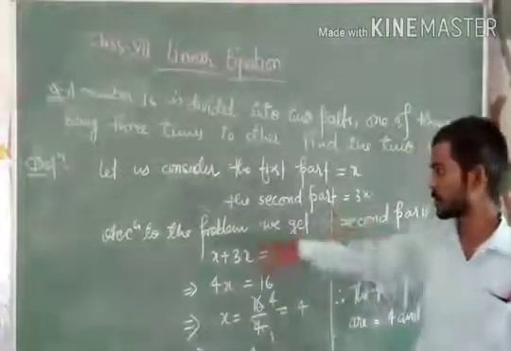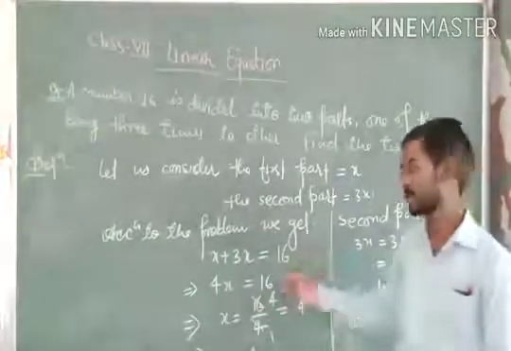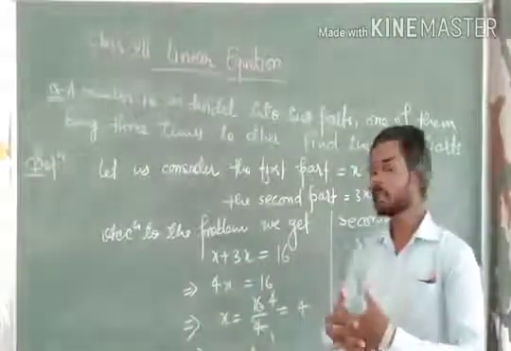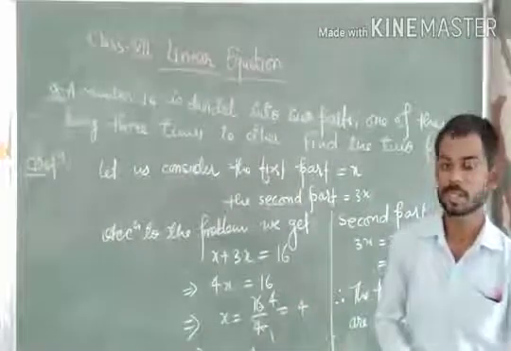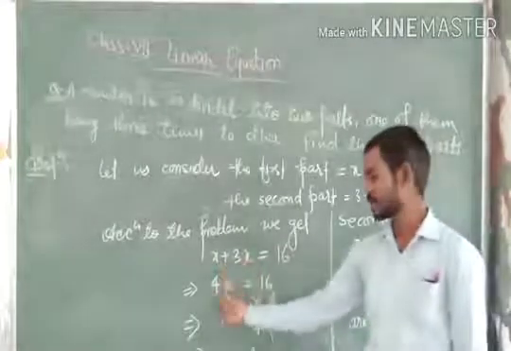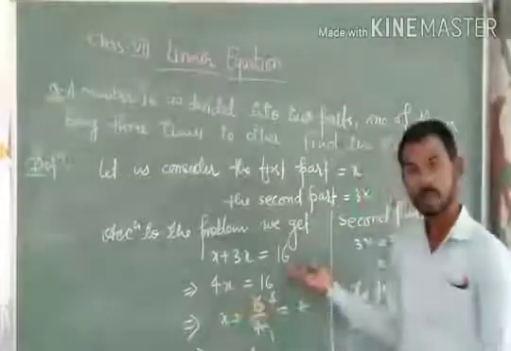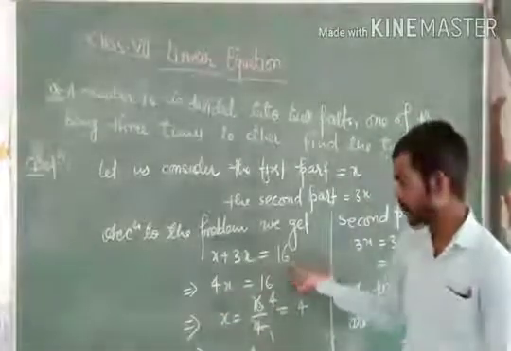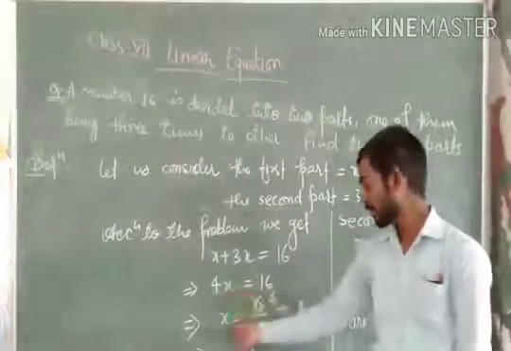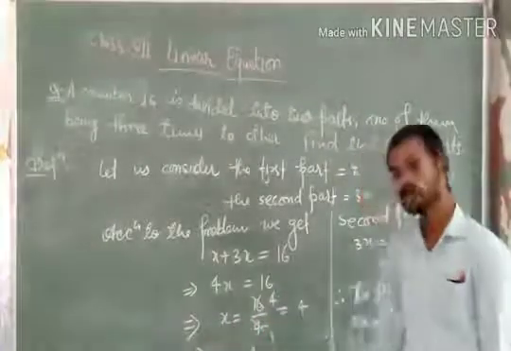So according to our problem, we get x plus 3x is equal to 16. These are the two parts, so when we combine them, we get 16. Adding x and 3x we get 4x. 4x is equal to 16. When 4 crosses the equal sign and goes to the right-hand side, it becomes divided because 4 is multiplied by x. So we get x is equal to 16 upon 4, and after solving we get x is equal to 4.